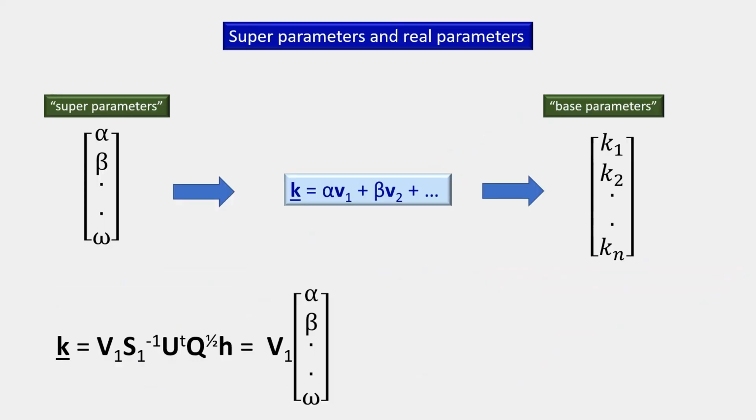Now, I'm going to refer to little alpha, beta, etc. as superparameters. The final solution to the inverse problem, k underscore, as I just said, is the sum of each one of these superparameters multiplied by a vector given to us through singular value decomposition. The final k underscore is a function of these superparameters applied to this orthonormal matrix which emerges from the singular value decomposition process.